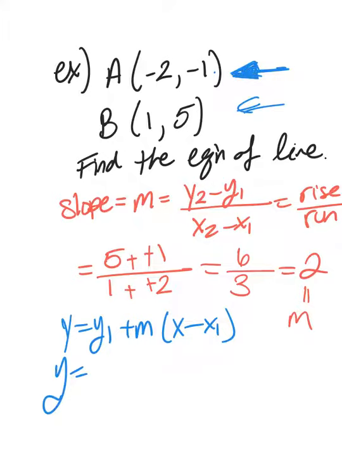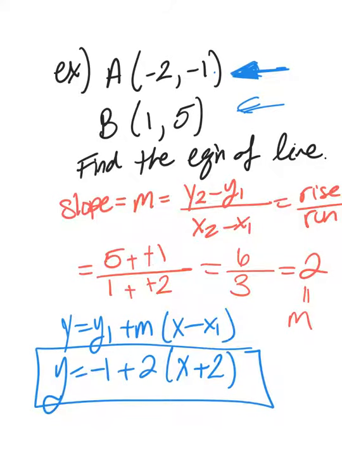Just for fun, I'm going to pick point A. So my y1 is going to be negative 1 plus m. M is 2, that's our slope that we just found, times x minus x1. x1 is negative 2, so minus a negative becomes a positive 2. Ta-da! This is my equation of a line. See how easy that is? See how quick that is? See how much simpler that is in point form than in y-intercept form?